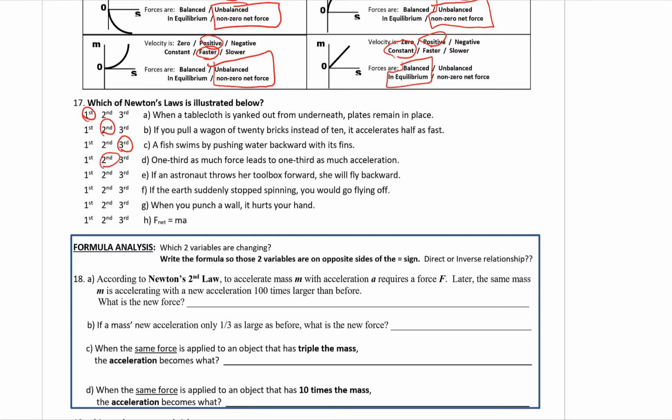This talks about an astronaut moving something forward and then she flies backwards because of an action-reaction pair. That's the third law. If the Earth stopped spinning, you would keep flying. You would fly off because the Earth is spinning and so you're moving right now. If the Earth stopped, you would want to keep moving. So that's because of the inertia that you have. First law. When you punch a wall, it hurts your hand because the wall punches you back. That's the third law. And then F equals ma, that's the second law.